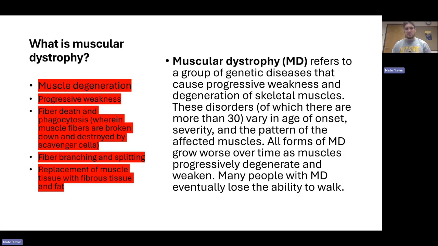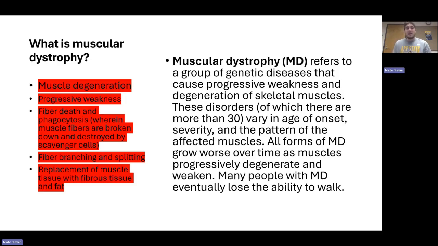The first muscular motor disability is muscular dystrophy. Muscular dystrophy refers to a group of genetic diseases that cause progressive weakness and degeneration of skeletal muscle. These disorders, of which there are more than 30 different types, vary in age of onset, severity, and the pattern of the affected muscles. All forms of muscular dystrophy grow worse over time, and muscle progressively degenerates and weakens. Many people eventually have to go to a wheelchair.